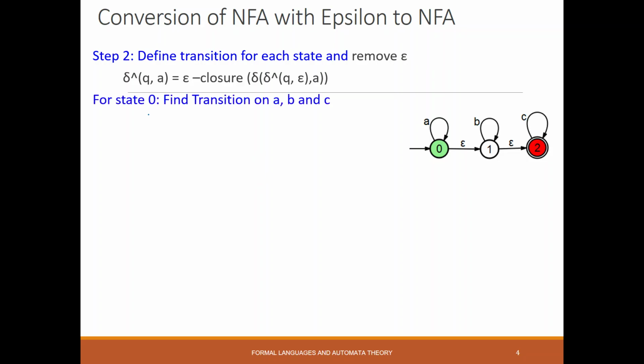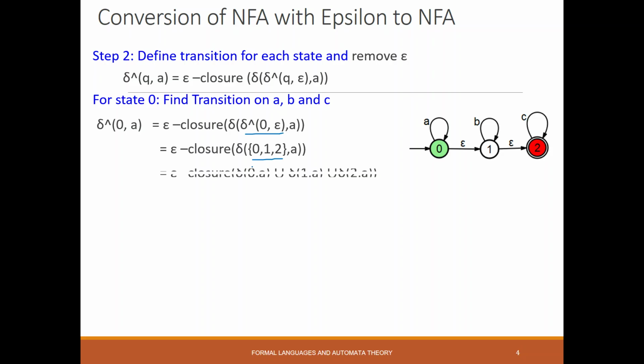Now for state 0 we need to find for inputs a, b and c. First we find for a. The answer for this is epsilon closure of 0. What is the epsilon closure of 0? It is 0, 1, 2, and that is mentioned here. After that we need to separate all these and insert union.